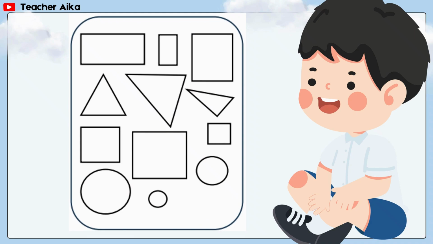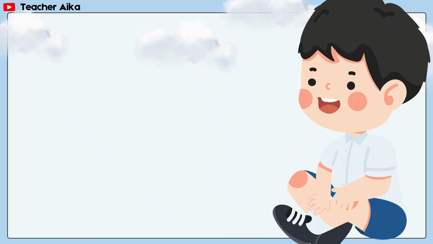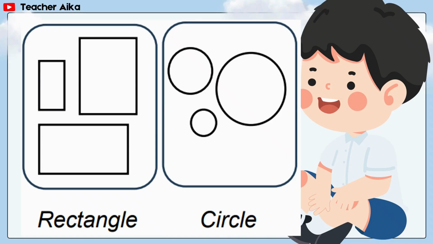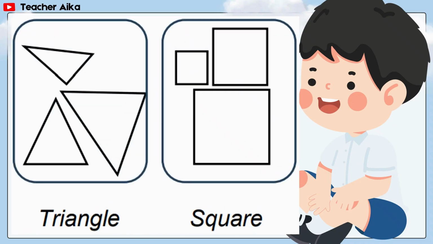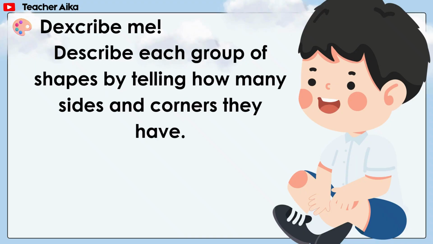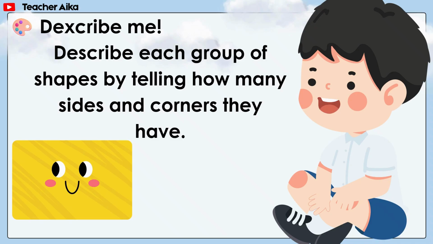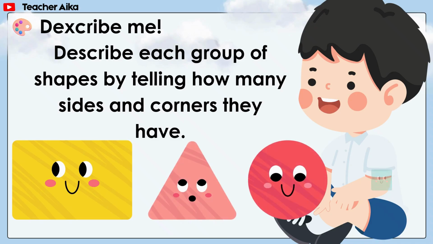Look at this picture. And they will be grouped based on their shapes. We have rectangle and circle. Next, triangle and square. Describe each group of shapes by telling how many sides and corners they have. Rectangle, triangle, circle, and square.